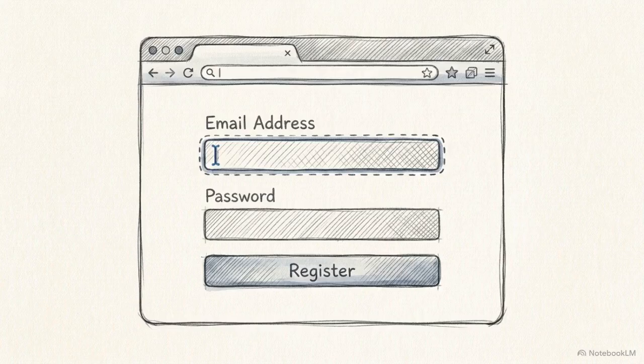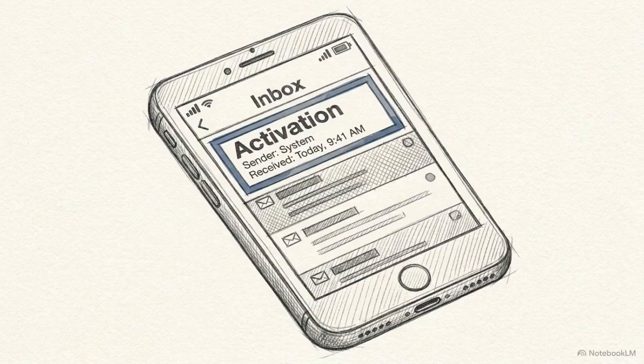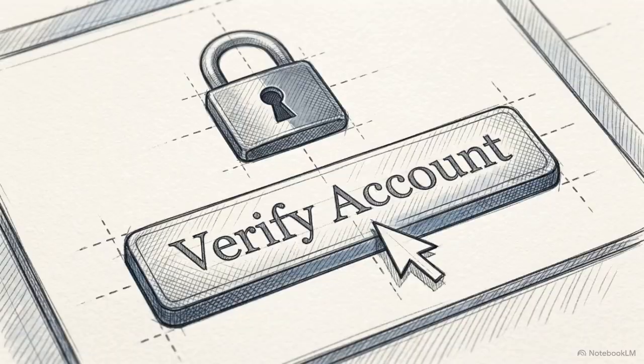Step 1 is account creation. Navigate to the sign-up portal, enter a valid email address, select a secure password, and complete the required captcha challenge. Next, check your inbox for the activation email. Clicking the verification link secures the account and automatically logs you into the system.